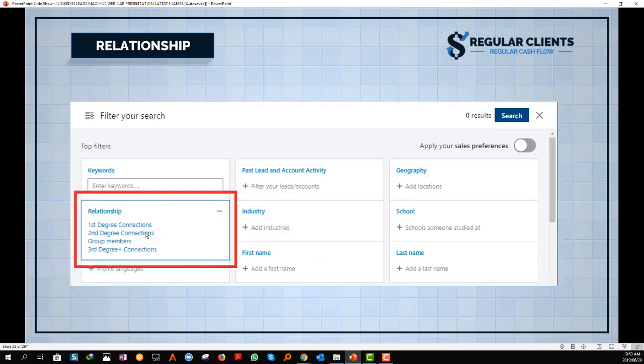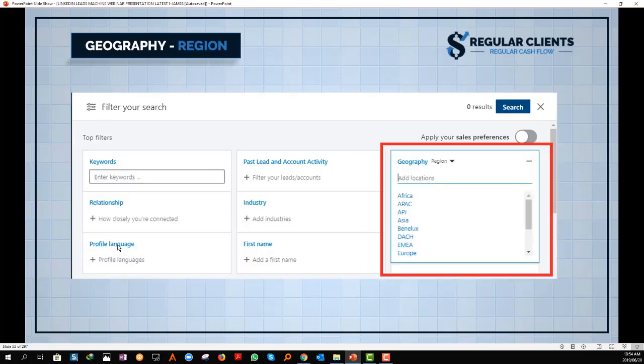The next one is relationship. So this is first, second, third degree connections and groups, right? So when we are trying to reach out to people, we don't want to reach out to our first level connections because they're already first level. So typically we'll go for second level connections or maybe third, and of course group members. We know the power of groups now, very, very important.